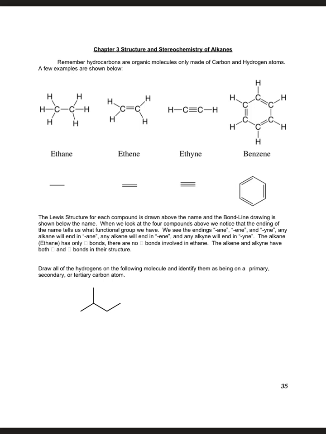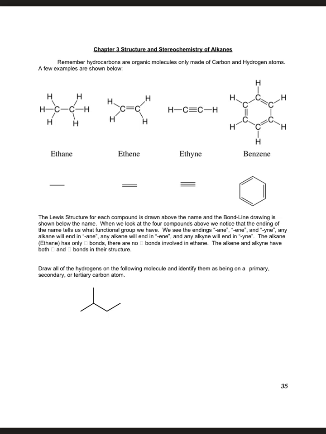And then we have benzene, the aromatic ring with the three alternating double bonds in it. Be careful: for it to be aromatic, it has to have the three double bonds in it. It can't just be a cyclohexane. So be careful about that as you're looking at things.